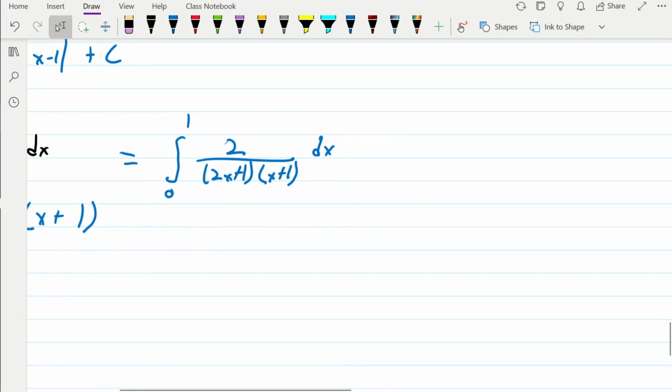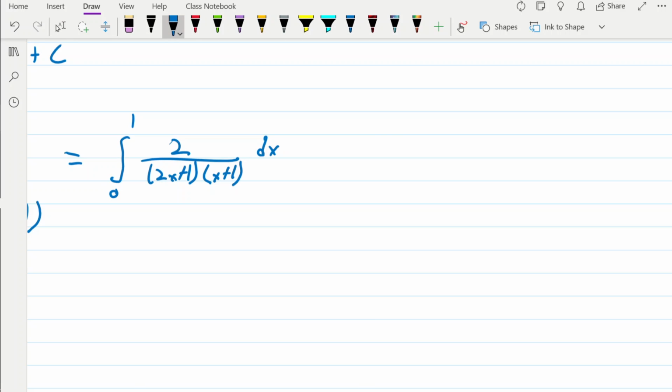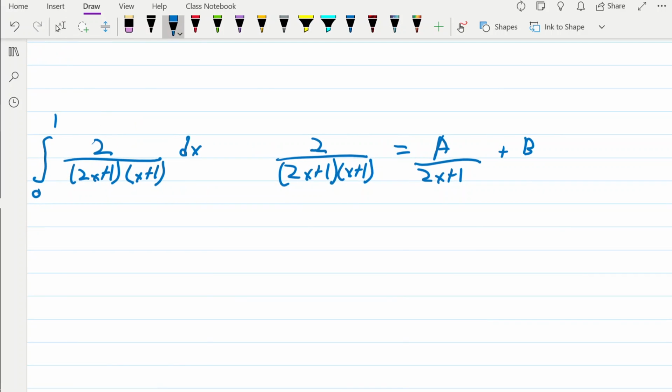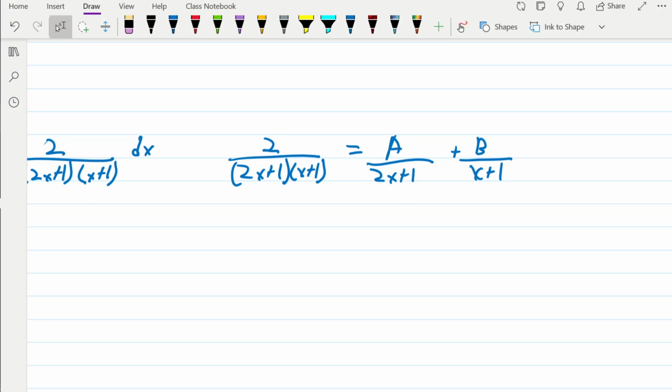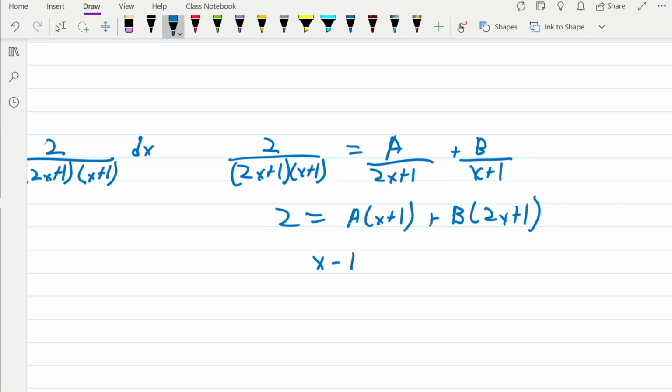All right, so now we're going to take our partial fraction and solve for it. So we're going to have 2 over 2x plus 1 times x plus 1 equal to a over 2x plus 1 plus b over x plus 1. Then we're going to cancel out the denominators. So 2 is going to be equal to a times x plus 1 plus b times 2x plus 1. And then we're going to use some smart values of x. So we're going to first set x equal to negative 1.